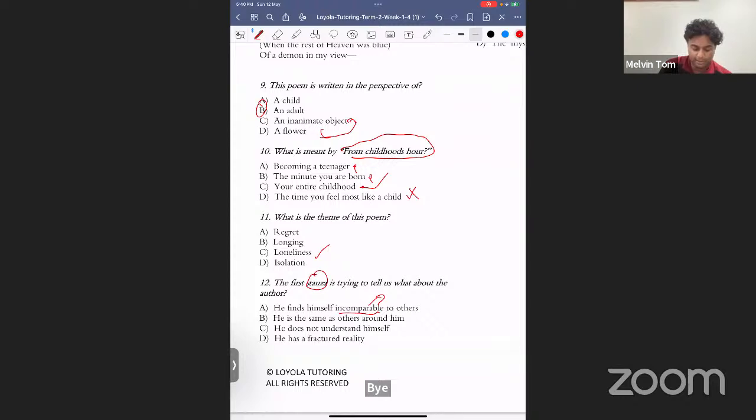He's the same as the others around him. He's not. He doesn't understand himself. Not correct. He has a fractured reality.